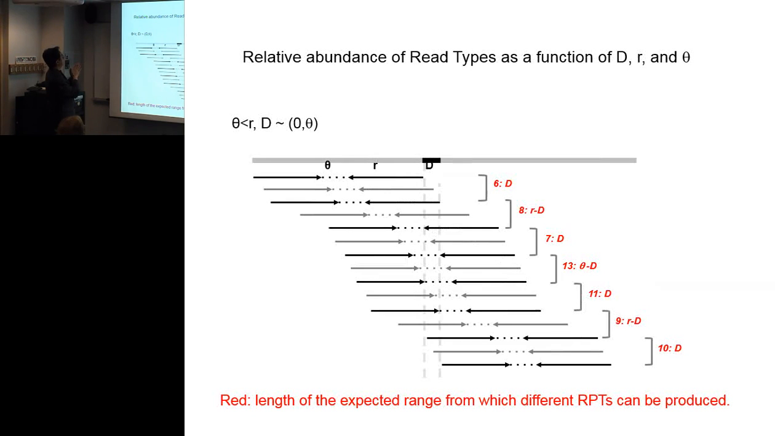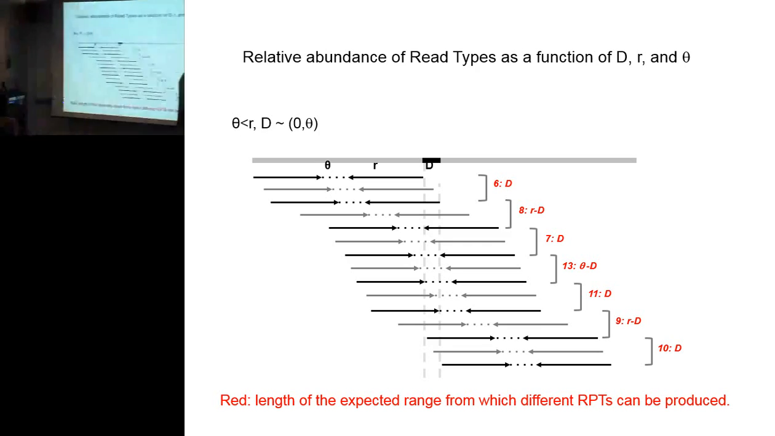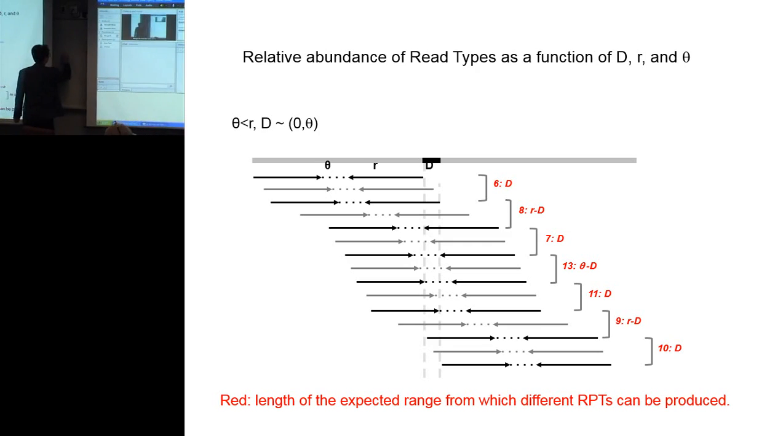Look at the heading. Relative abundance of read types are the function of dr and theta. Let me give the definition. I wanted to use a whiteboard, but apparently we need that for. No, you can use it. You just lift it up. You can use it. No, I'll just write here, maybe. Well, that'll make it concise. Yeah. Very concise.